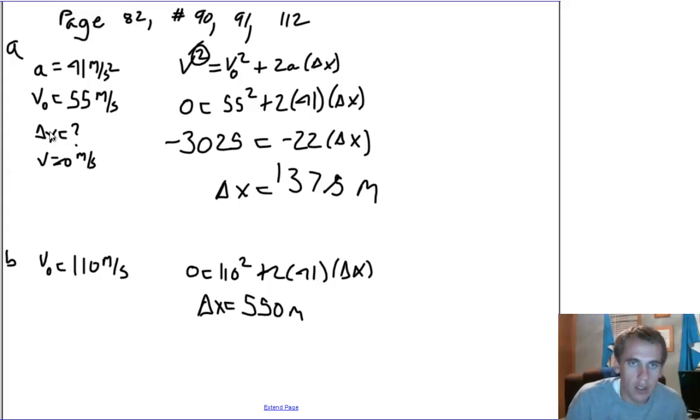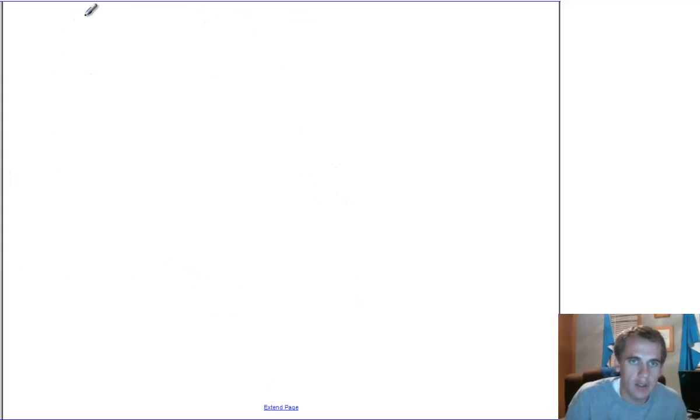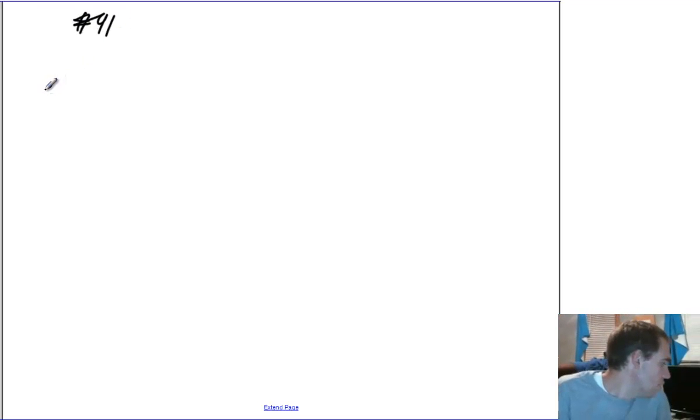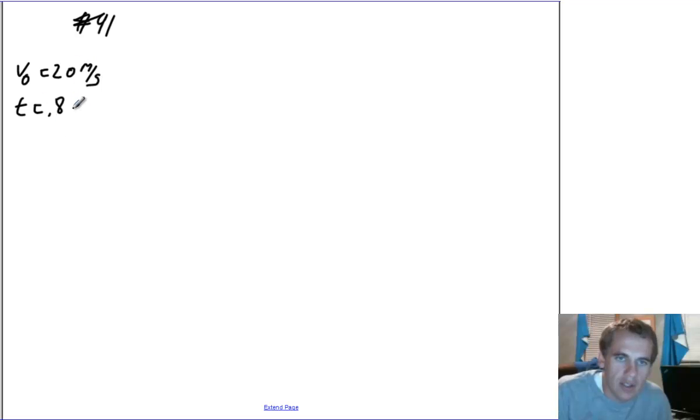Number 91, okay, is a little bit different, but not bad. Number 91 says, a car is traveling 20 meters per second when the driver sees a child standing on the road. Okay? So that gives me my initial velocity, 20 meters per second. She takes 0.8 seconds to react, then steps on the brakes. Okay? That gives me a time interval of 0.8 seconds. During this time, nothing has changed, so I have a constant velocity. So I'm going to go ahead and put a square around that.